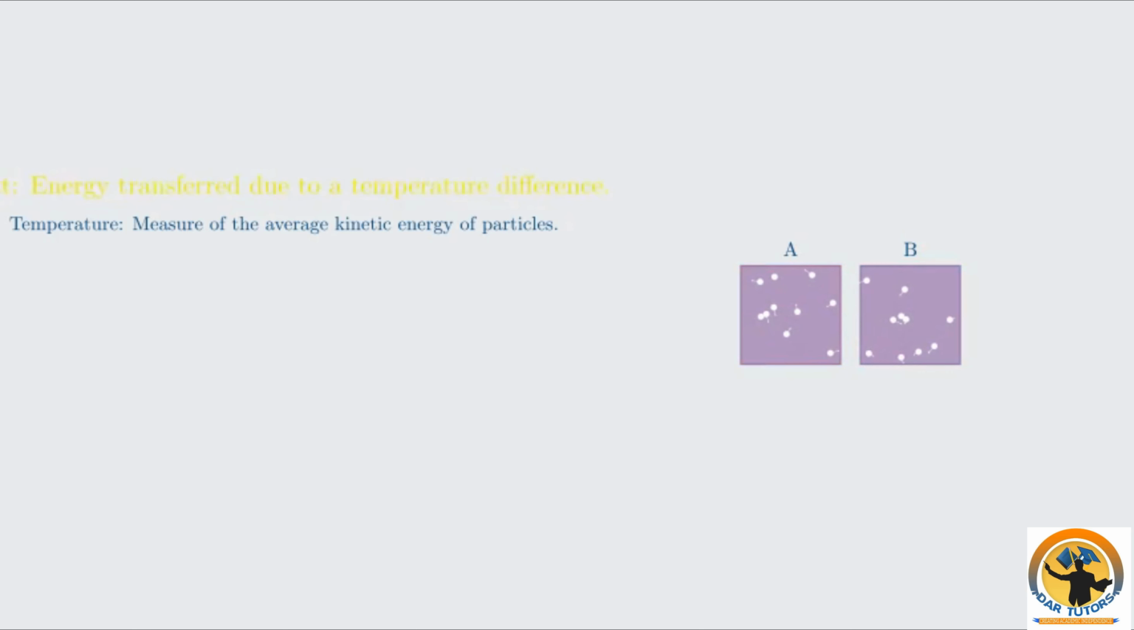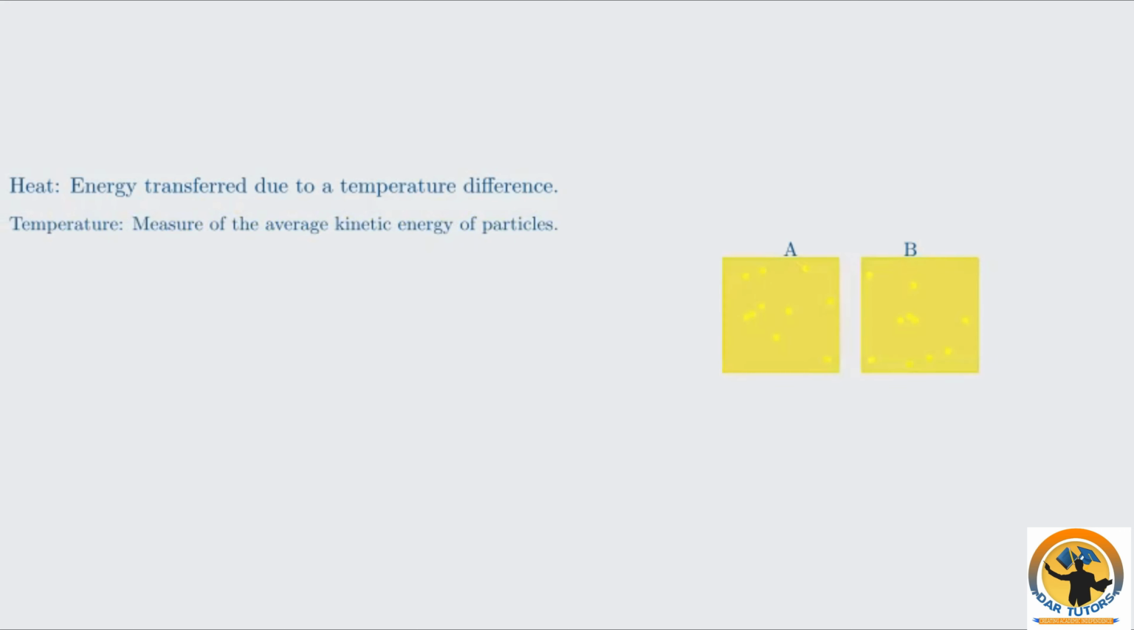In summary, heat is the transfer of energy between objects due to a temperature gradient, while temperature is a measure of the average kinetic energy of the particles in a substance. Now, let's connect these concepts to chemical reactions. When a chemical reaction occurs, energy can be either released to the surroundings or absorbed from them. We classify reactions based on this energy transfer.